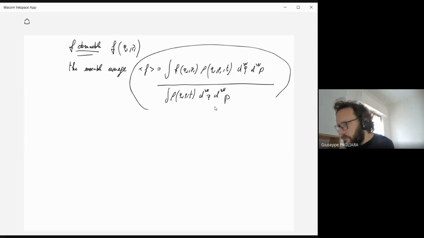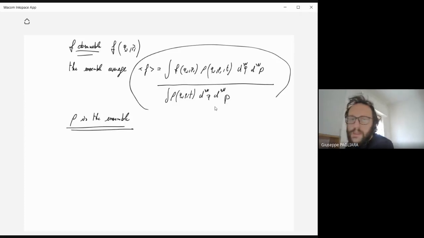Okay, actually rho characterizes the ensemble and can be substituted with the word ensemble. So rho is in fact the ensemble. And we will see that we will have three possible ensembles that we will use: the microcanonical, the canonical, and the grand canonical ensemble.